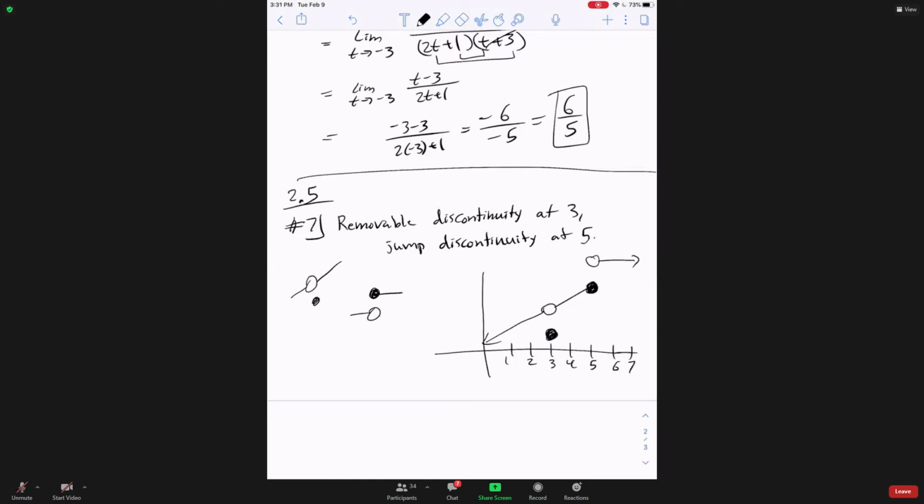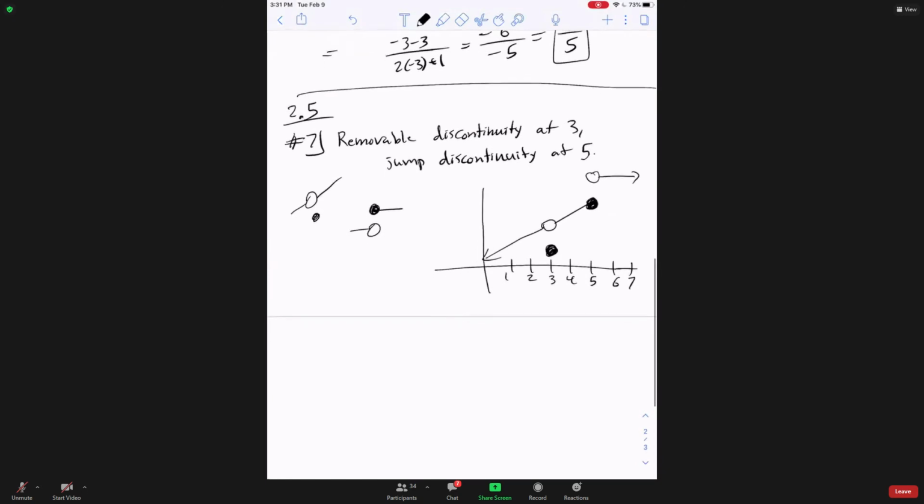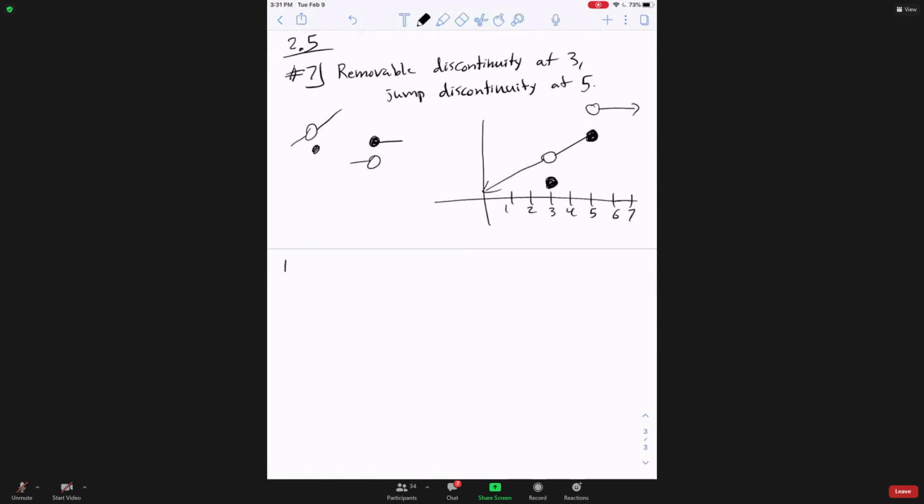And 39. We'll talk about 39 later. There's certain things I want to talk about. Let me talk about the intermediate value theorem again. So, intermediate value theorem.